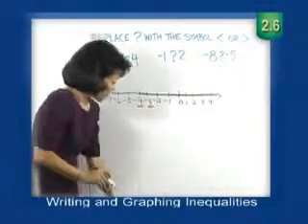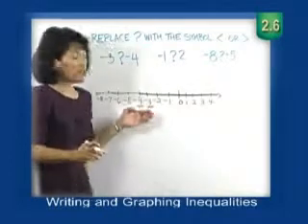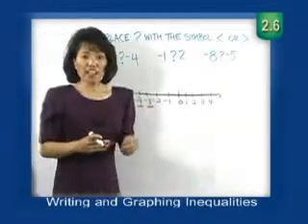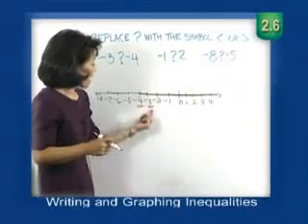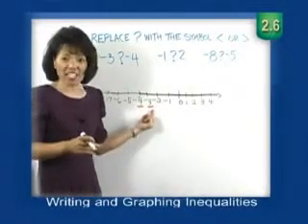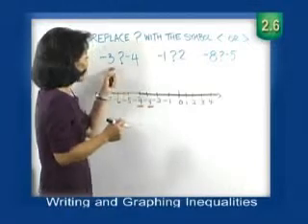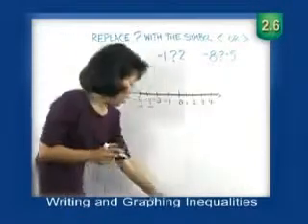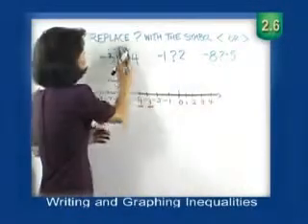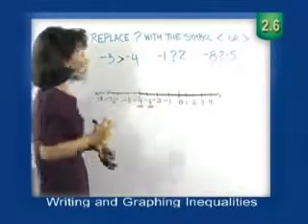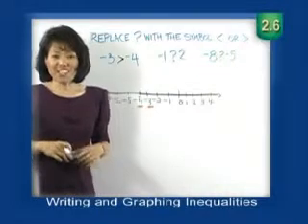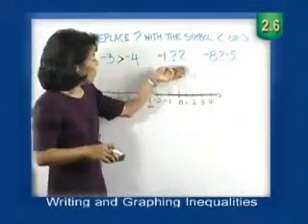So which number is bigger? Well, we know from our work with number lines, the number to the right is always larger. So since -3 is to the right of -4 on the number line, -3 is larger than -4, or we can replace this question mark with a greater than sign. -3 greater than -4. Let's try another one.